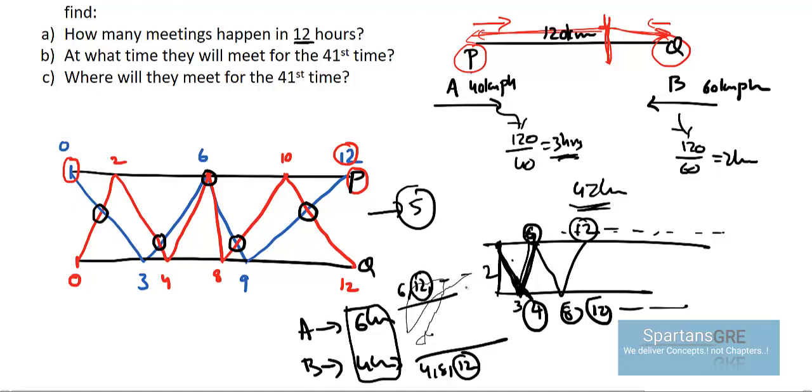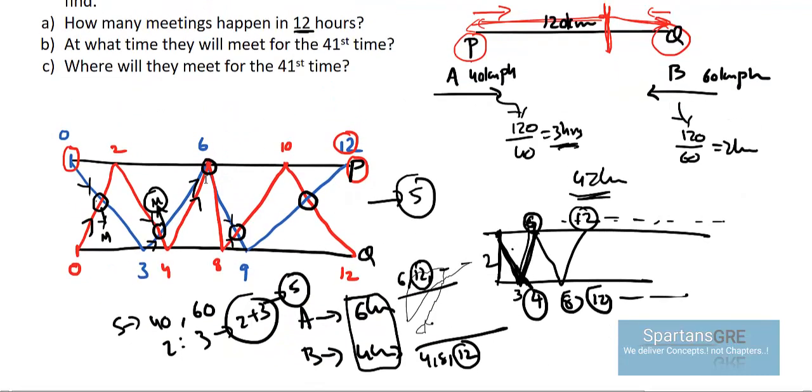You got it? Now in such a scenario, once you are able to find the saturation hours, you can say the number of meetings will be the sum of the speeds ratio. What is the speeds ratio here? It will be 40:60, that is a 2:3 ratio, right? The speeds ratio is 2:3, so the number of meetings will be 2 plus 3, which is 5. So there will be 5 meetings till 12 hours, right?